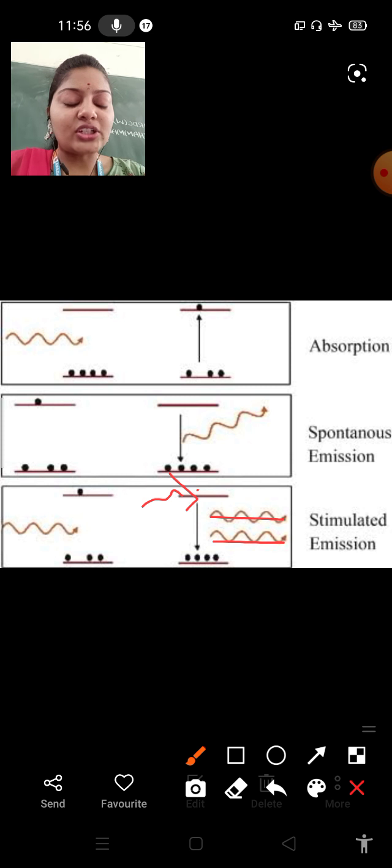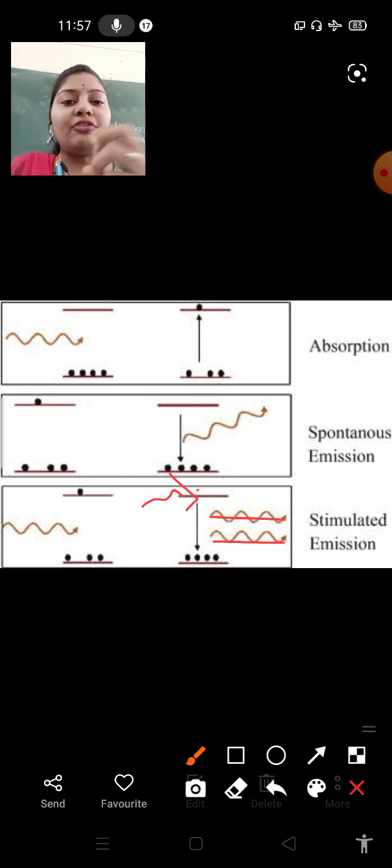This process of emission is called stimulated emission, which is completely different from spontaneous emission. The stimulated emission process was given by Einstein. So this is the radiative transition. Radiative transition means whenever atoms transfer from the excited state to the ground state, they release a certain amount of radiation. Those transitions are called radiative transitions.